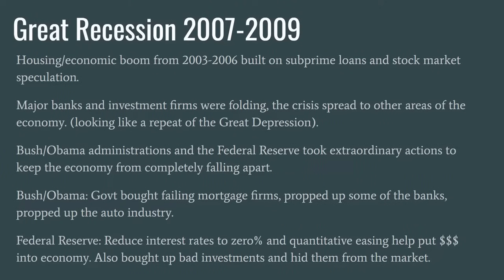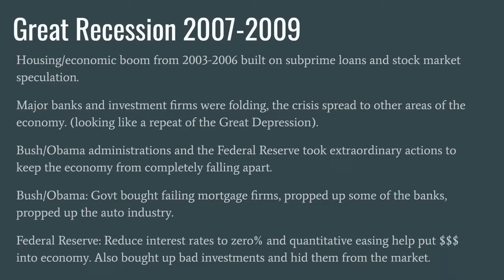The Great Recession from 2007 to 2009 was the worst economic downturn since the Great Depression. From 2003 to 2006, there was a housing boom built on subprime loans and stock market speculation, aided by the deregulation of the banking system in the previous decades. As the subprime mortgage market tumbled, major banks and investment firms began folding, or were in danger of going under. From there, the crisis spread to other areas of the economy as well. It was looking like a repeat of the Great Depression.